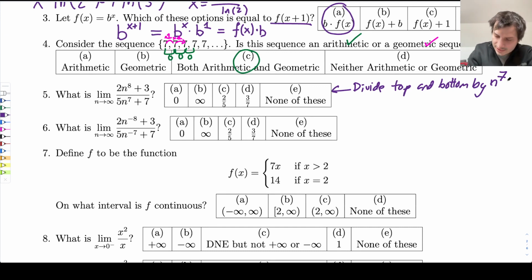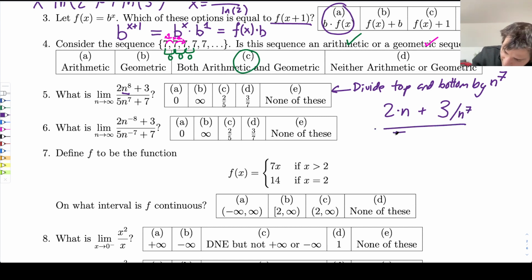And if you do that, you get 2 times n. So the n to the power 8 became just an n after you divide by n to the 7. The 3 becomes a 3 divided by n to the 7. And on the bottom we have 5, so n to the 7 goes away, plus 7 divided by n to the 7. So we have this limit. And now we take the limit as n goes to infinity, and we look at what happens.